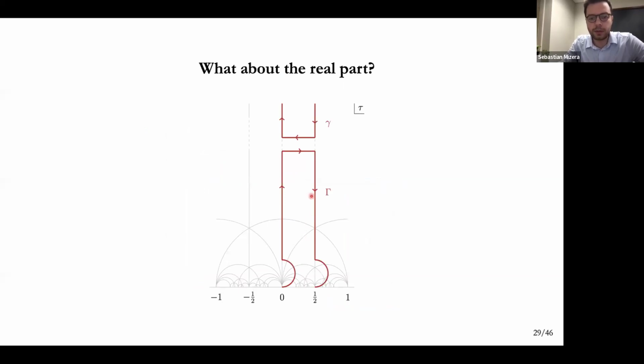Okay, so this was the imaginary part. Let me move on to also discussing the real part or the full answer. So this is just the plot.